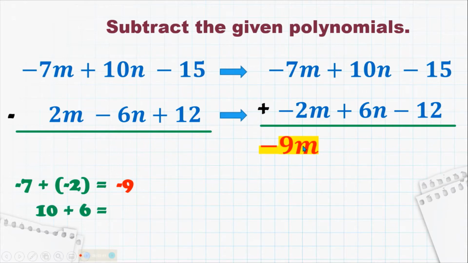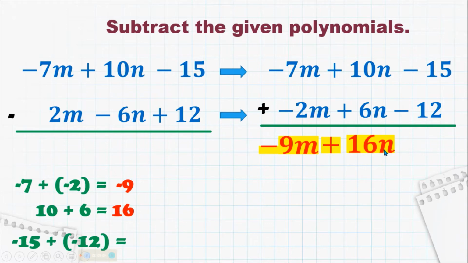Next po, positive 10 plus 6 is equal to 16. So, positive 16n, don't forget the sign, plus. That is positive 16. Then, n. So, copy yung literal coefficient na n. And then, next one is negative 15 plus negative 12. Since pareha sila ng sign, we will add 27 and then copy the sign, negative 27. So, that is the final answer. Negative 9m plus 16n minus 27.